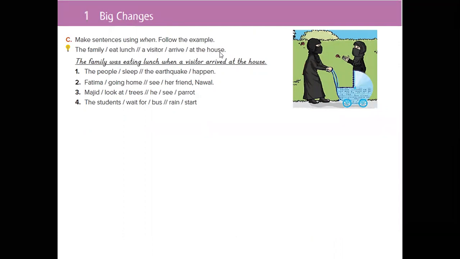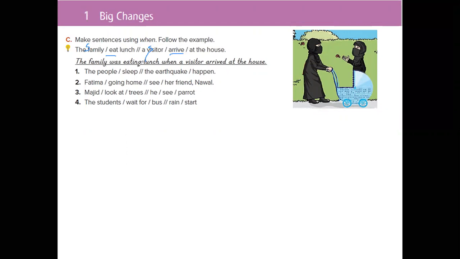At first, we should determine where is the verbs. The first verb here is eat. The second verb is arrive, where we put or use when before the second subject. This is the first subject and this is the second subject. We use when before the second subject. Okay, let's read the example.